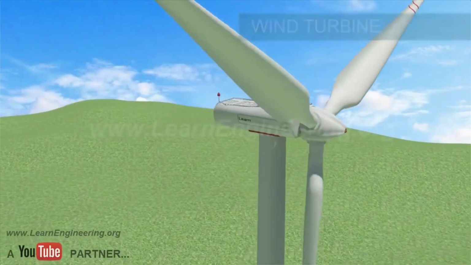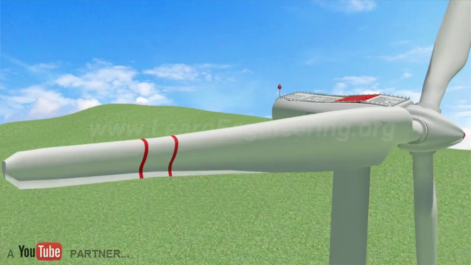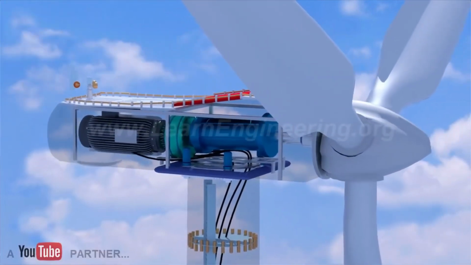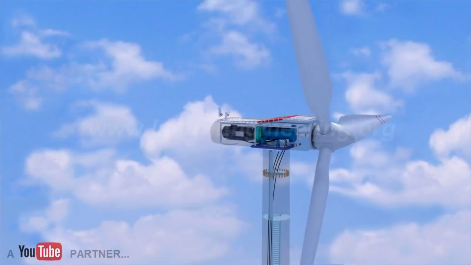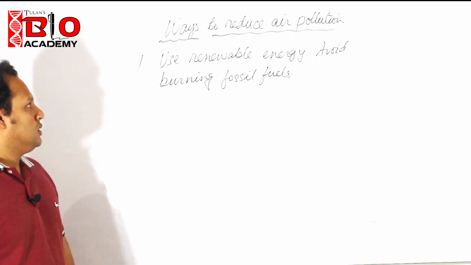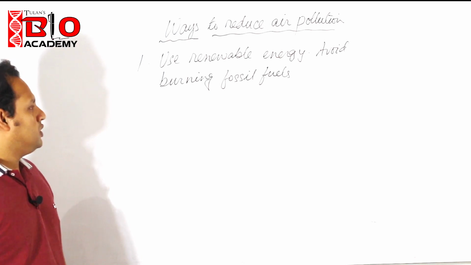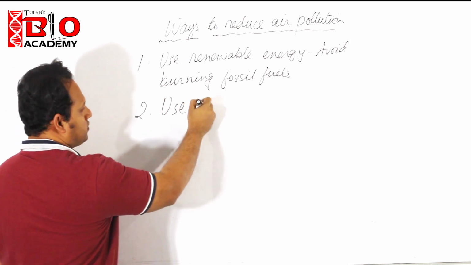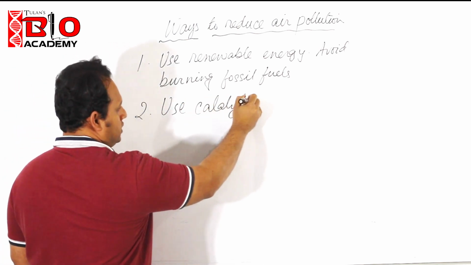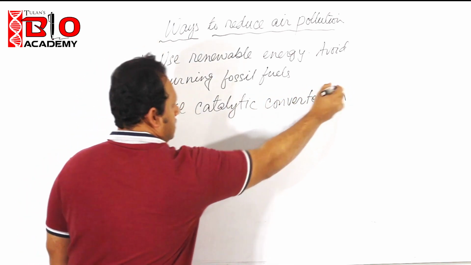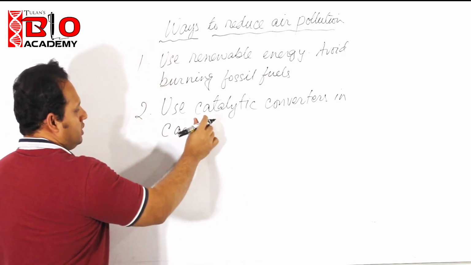So the world is moving towards that, and hopefully one day we will be able to use 100% renewable energy. But that's a long way off, because there are a lot of factors. So governments have to be involved, our lifestyle has to change, our demand for energy is increasing day by day. So corporations and companies are trying. So use renewable energy, avoid burning fossil fuels, and for right now, use catalytic converters in cars that will not release the harmful gases.